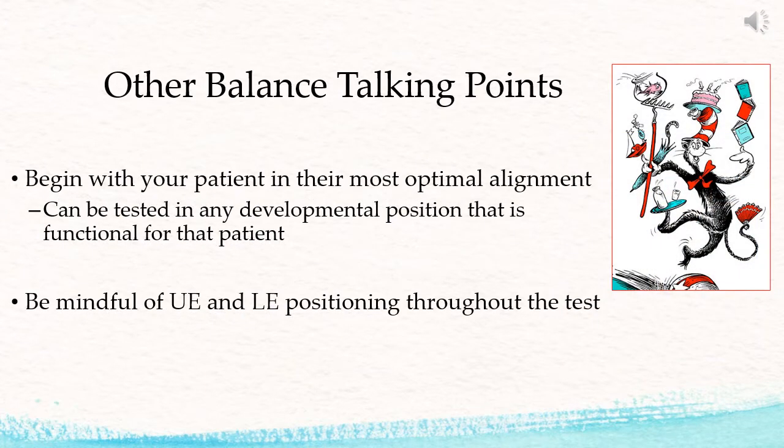Once you've explained the examination that you'd like to do with your patient pertaining to balance, you've told them the logistics of the test, what you're going to do, and then the functional rationale why you want to look at balance. You need to make sure that before you begin the test that your patient is in their most optimal alignment. So in lab, we've talked about and will continue to talk about what optimal alignment is across the various developmental positions.